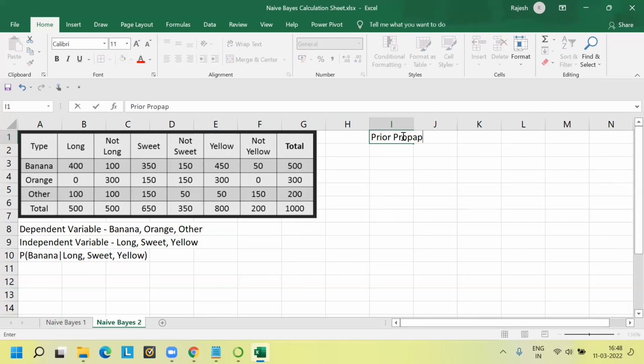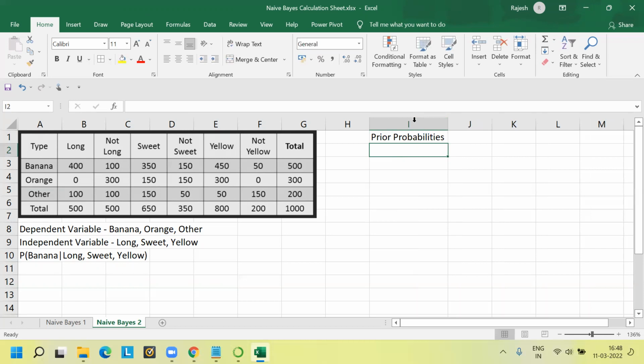Prior probabilities. Prior probabilities is the last one, right? We have the probability of yes and the probability of no in the last class, the prior probabilities. This is the right word to use: class prior probabilities.